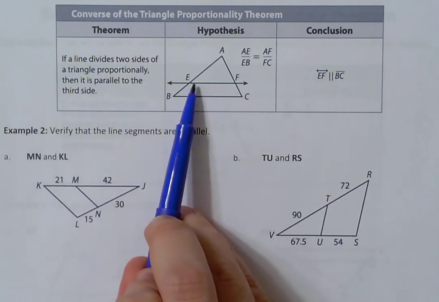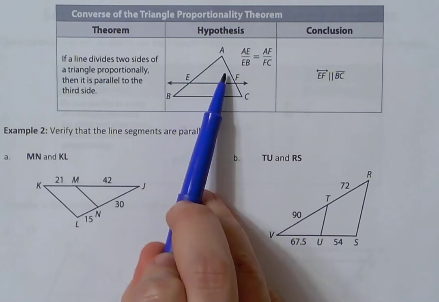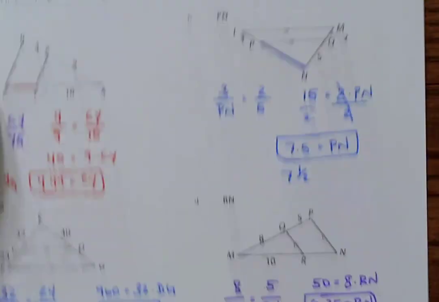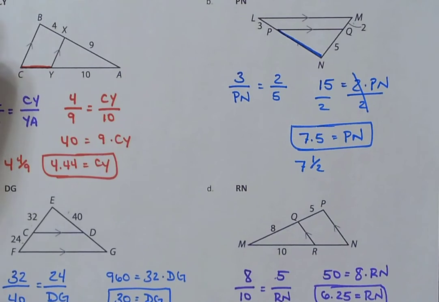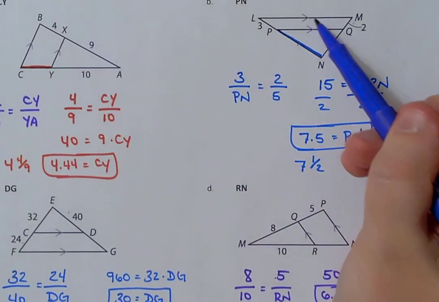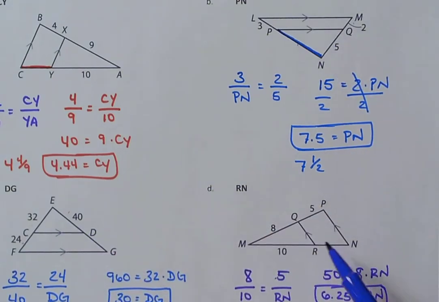So really what we need to figure out is if EF divides these two sides proportionally, then we can say that these two lines are parallel. If we look back at example 1, parts A, B, C, and D: BC is parallel to XY, LM is parallel to PQ, CD is parallel to FG, and QR is parallel to PN.